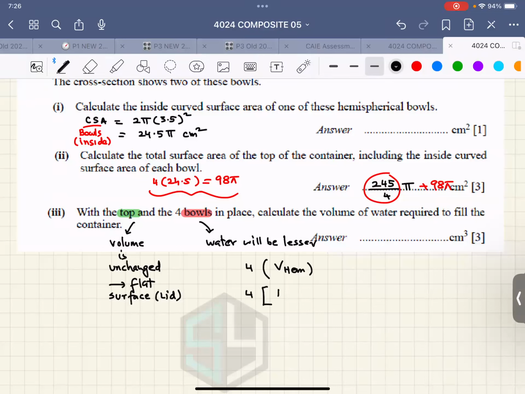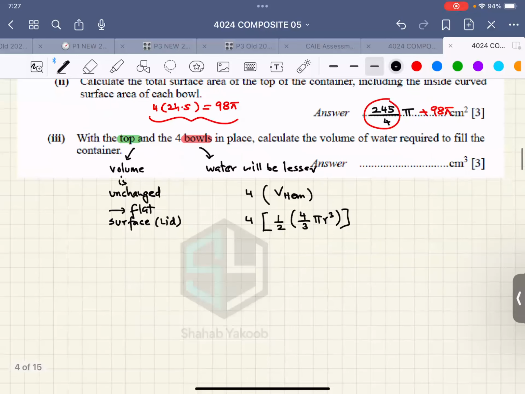Volume of hemisphere is half that of a sphere, 4/3 pi r cube. Let me first simplify this. So therefore, 2 1s are 2, 2 2s are 4, 2 4s are 8. That is 8 over 3 pi r cube. And this is 8 over 3 into pi, and this is 3.5 cube.